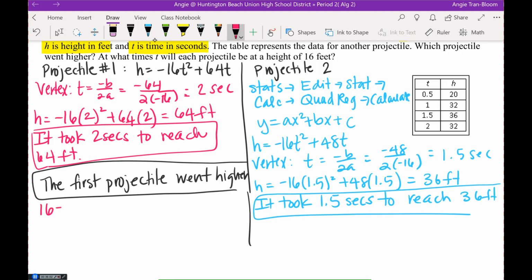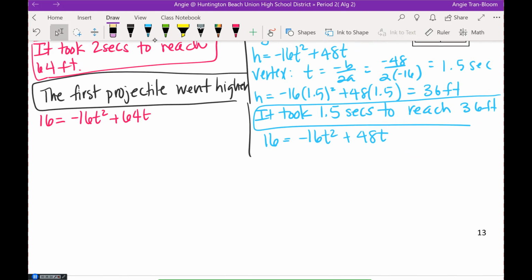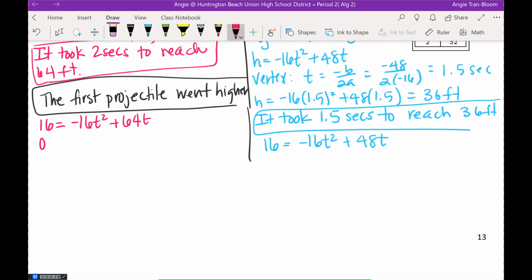So 16 equals negative 16 t squared plus 64 t. This is a quadratic, so we're going to make sure that we set it equal to 0. I'm going to do the same thing on the right side. So 16 equals negative 16 t squared plus 48t, and then we're going to solve for t. To solve for t, I'm going to set it equal to 0 by moving 16 to the right. Which way are we moving? Move it to the right. So 16 to the right. So 0 equals negative 16t squared plus 64t minus 16.